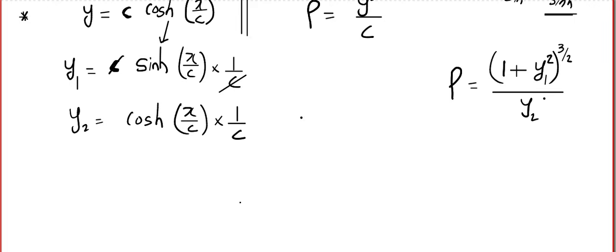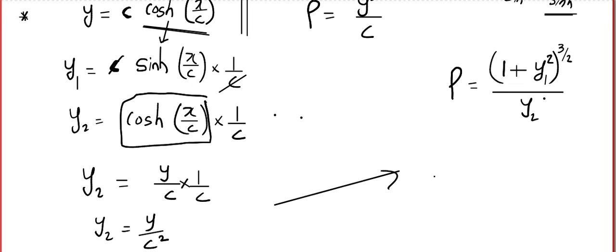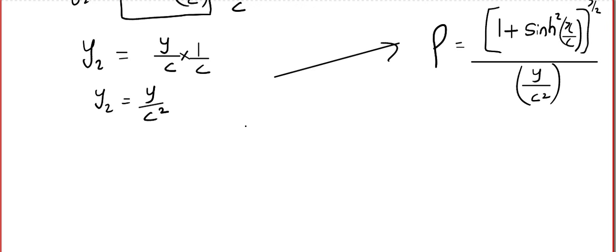Okay, time to plug in. This is actually a part of the question. We can write y2 as cosh of x by c times 1 by c, that is y2 will be y by c squared. Okay, now time to plug in. So the radius of curvature will be (1 plus sinh squared x by c) the whole power 3 by 2, the whole divided by y2. Now look at this.